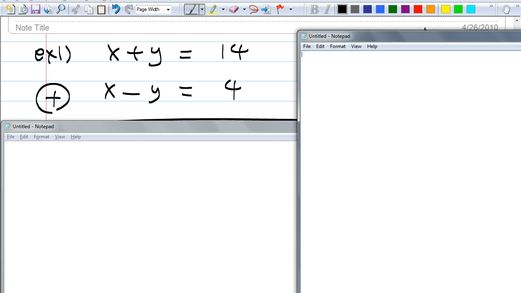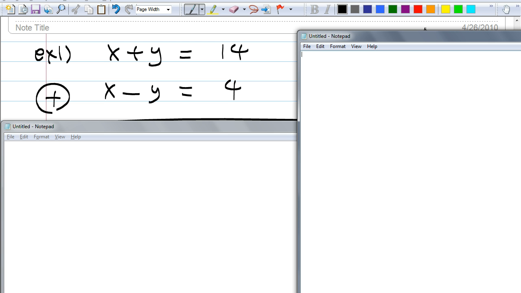So look at example 1. I have a system of linear equations. I wrote them vertically. Step 1 says write them in standard form. Well, I'm lucky. Why? They're both already in standard form, aren't they? So I got x plus y equals 14. x minus y equals 4. Luckily, we have both of them in standard form. If they weren't in standard form, guess what? You just rewrite them in standard form. Not a big deal. And now we're going to add them because it's addition method.